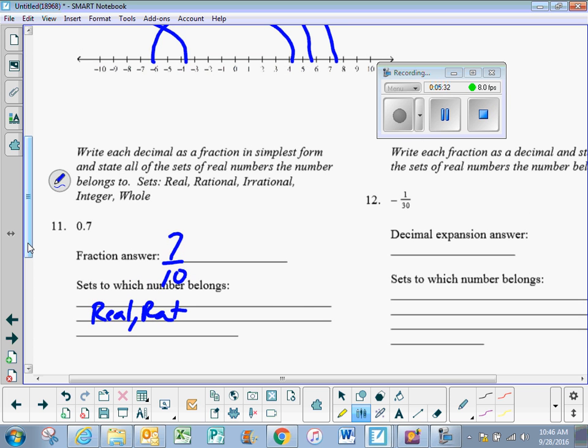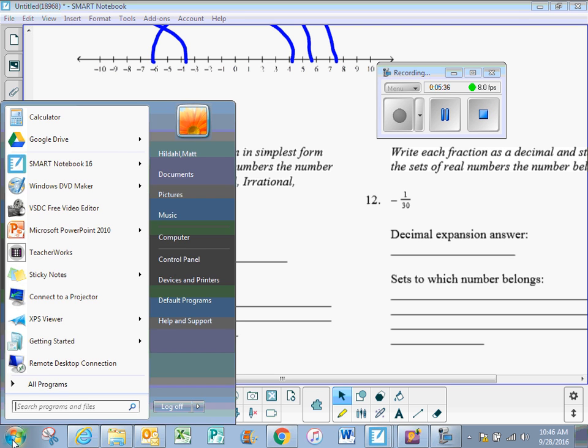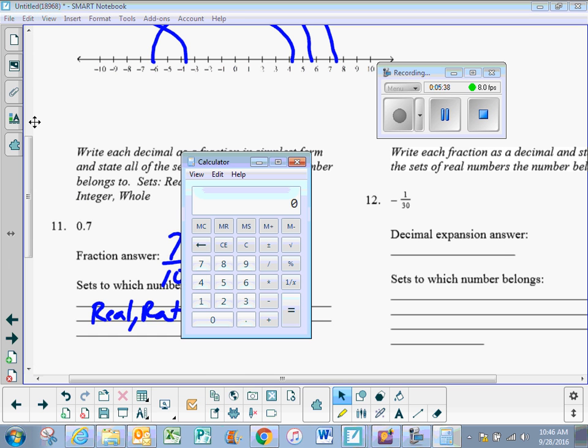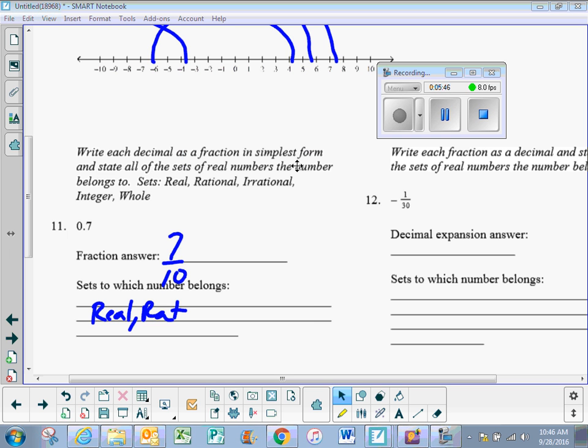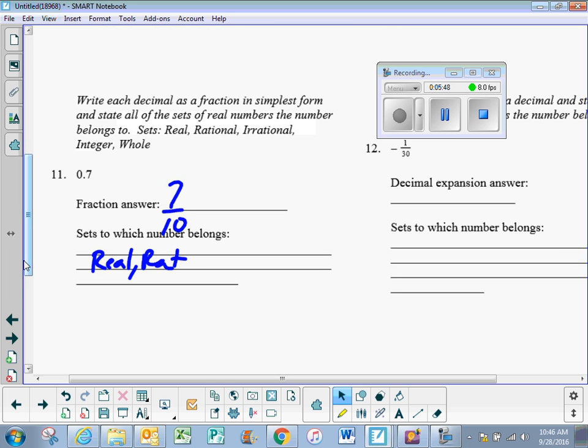What is -1/30? You guys had a calculator. It kills me when you have a calculator and you still get these problems wrong. 1 divided by 30 is 0.03 repeating. And we have to be precise. We have to attend to precision. If it's a negative problem, you need a negative in your answer. So it's -0.03 repeating.